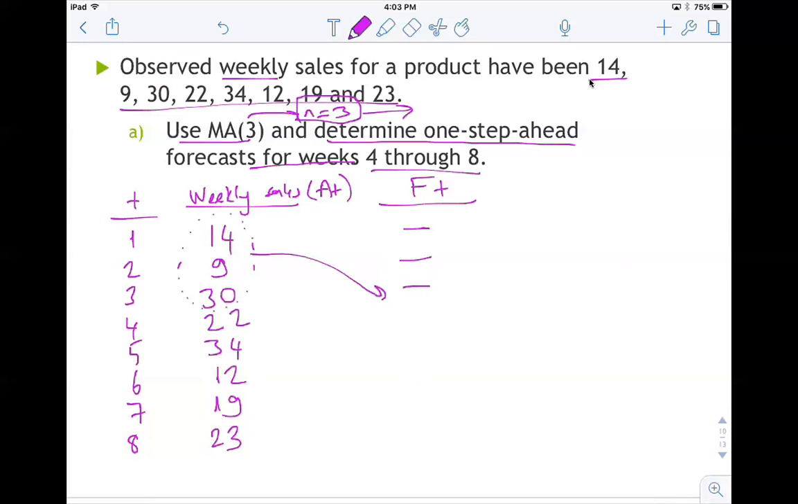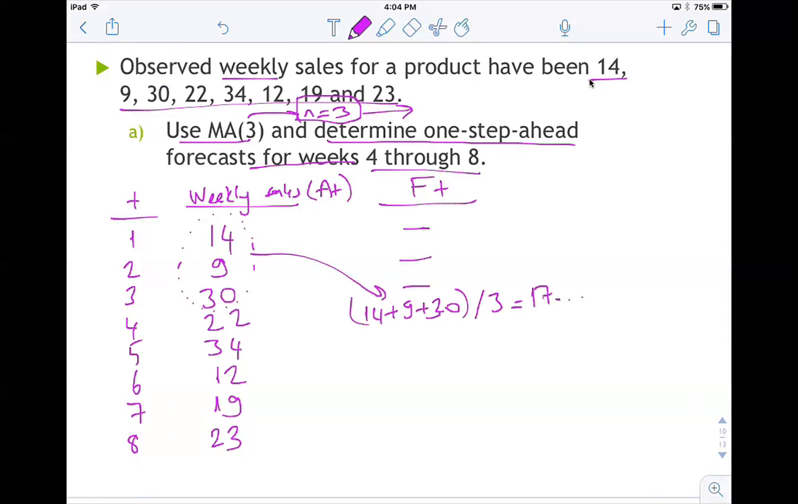So what's my forecast for week 4 then? Well, it's easy because it's simply going to be 14 plus 9 plus 30 divided by 3. Okay. So that would be 44, 53. It is 17 point something. I'm sorry, I did not really calculate these numbers.